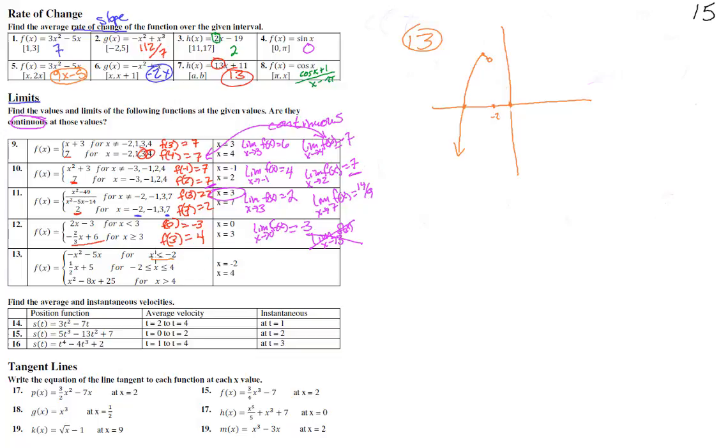And what happens if we actually stick it in? Let's just find out how high it is up there, even though it's not actually the value. Negative 2, so we get negative 4 plus 10. That's a 6. So this guy up here is at height 6. That's where that open circle is, even though it's not part of the function.